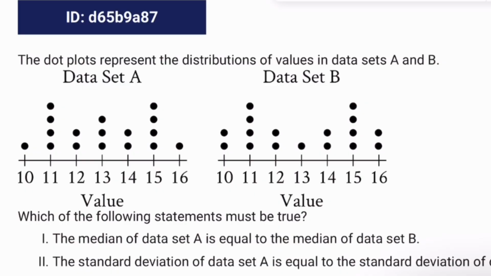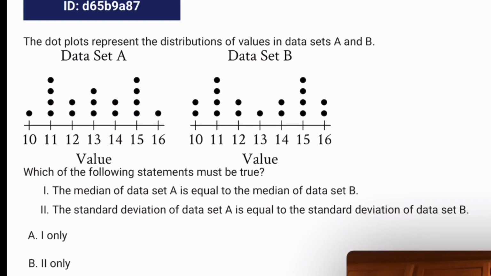The dot plots represent the distributions of values in datasets A and B. Which of the following statements must be true? The median of dataset A is equal to the median of dataset B. The standard deviation of dataset A is equal to the standard deviation of dataset B.